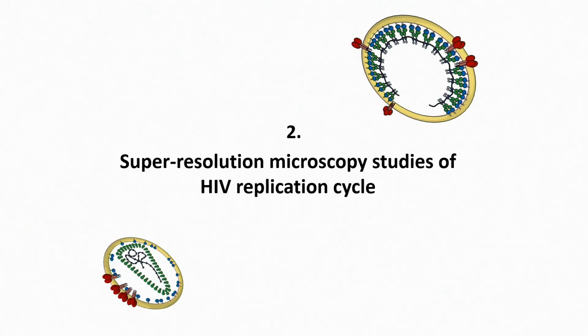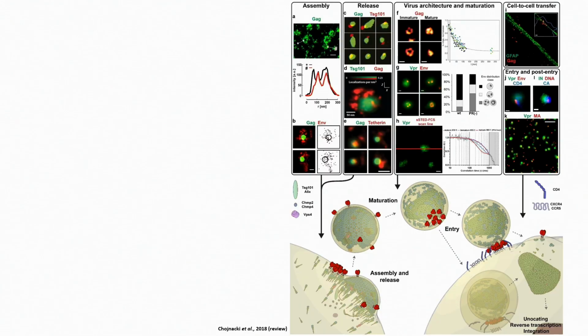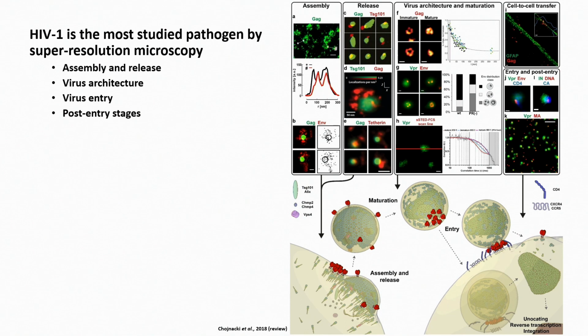So, just to move on, I'll give a brief overview of how the HIV replication cycle has been studied over the years with super resolution microscopies. This is part of the review that I did in 2018, and there has been an immense amount of studies on HIV. I want to argue that HIV is the most studied pathogen by super resolution microscopy. People have tackled assembly and release, virus architecture, virus entry, as well as post-entry events. However, to date, this has been confined to a relatively small number of research groups which took advantage of this technique.